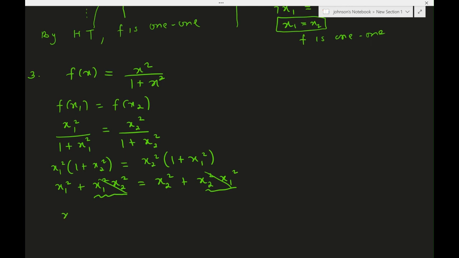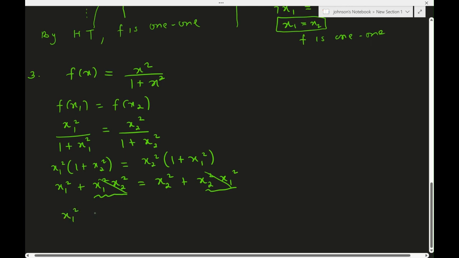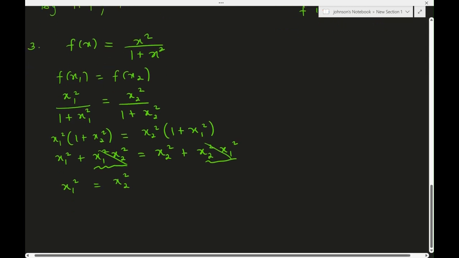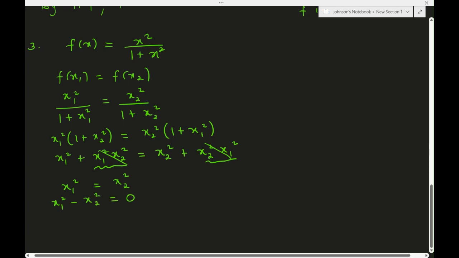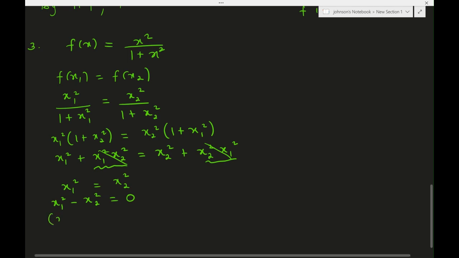So here we are left with what? We are left with just x1 squared equals x2 squared. Now, can we always get x1 to be equal to x2? Let's see what happened here. We can transform this to this side, or we take the square root of both sides, but let's do it this way. We take this to the other side, so we have equals 0.